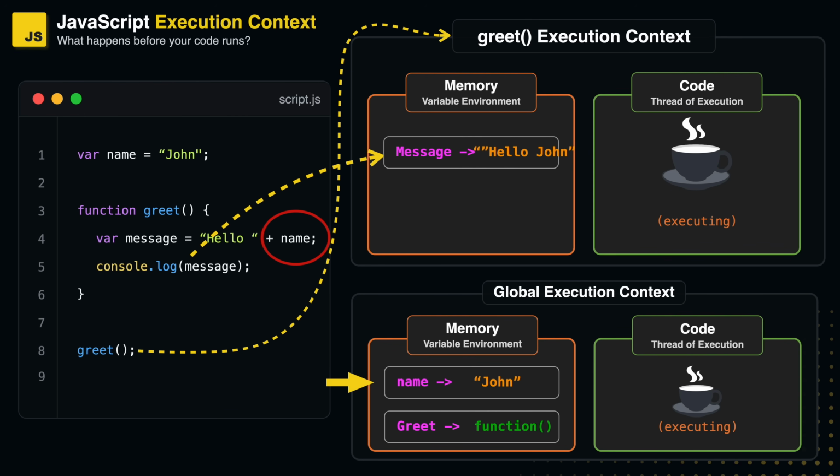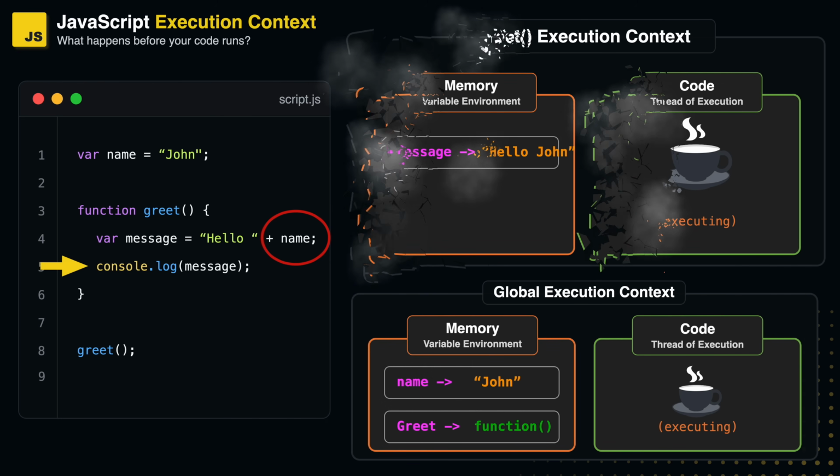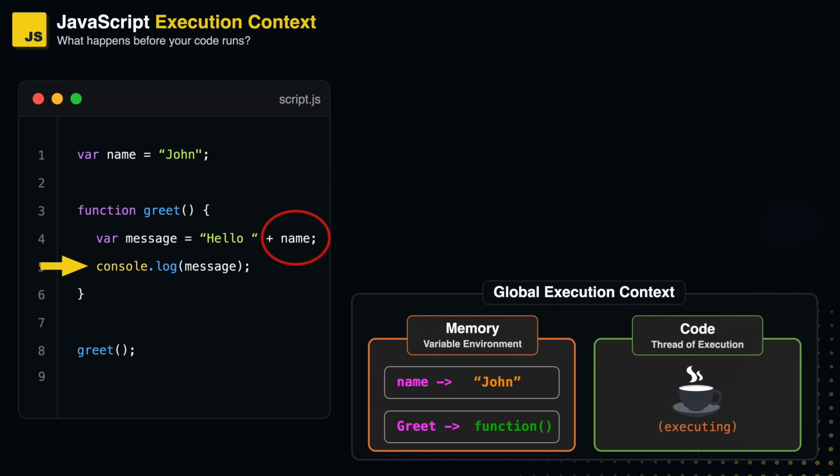Now JavaScript moves to the next line, where we print the message variable using console.log. JavaScript looks for message. This time, message exists inside the current function context, so JavaScript finds it immediately and prints hello John. Now the function has finished running, and when a function finishes, its execution context is removed, so the greet execution context is deleted. The message variable also disappears because it only existed inside that function context. Now JavaScript goes back to the global execution context. At this point, there is no more code left to run, so the program is finished.